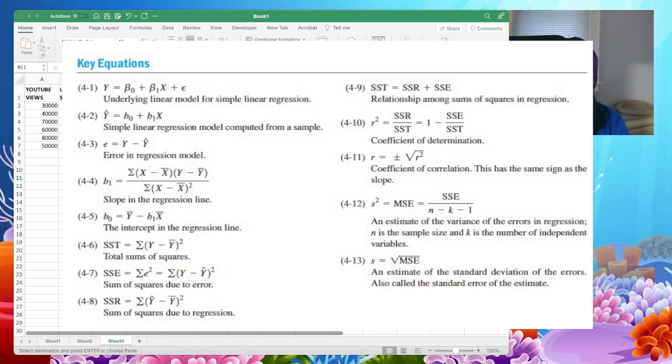So our objective is building the simple linear regression model. And that is the second equation here on the screen. Y hat equals B of 0 plus B of 1 times X. B of 1 is the slope on this formula right here, number 4. And then B of 0 is the intercept. So we're going to solve for the slope first, and then we're going to solve for the intercept next, and then once we have both of those, we can then get the simple linear regression model.